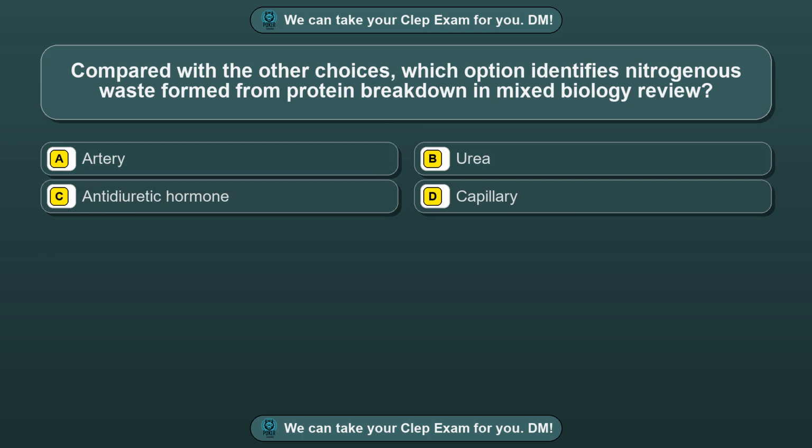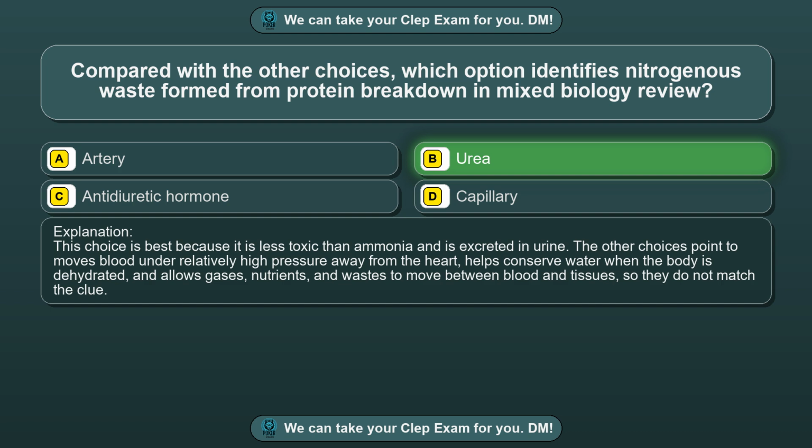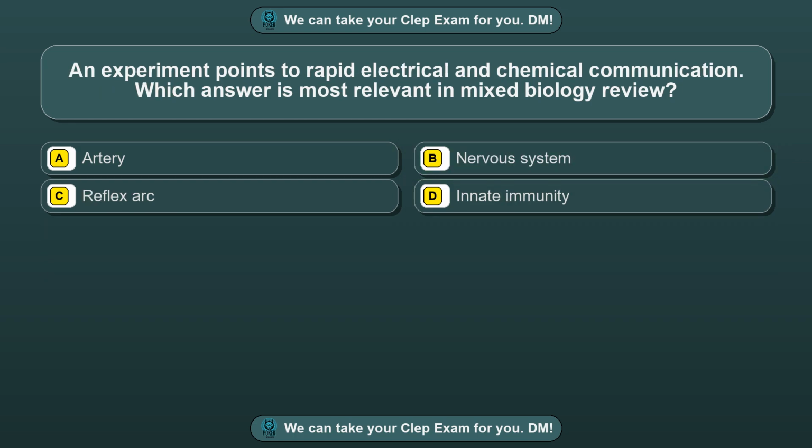Question 99. Compared with the other choices, which option identifies nitrogenous waste formed from protein breakdown in mixed biology review? Option A, artery. Option B, urea. Option C, antidiuretic hormone. Option D, capillary. The correct answer is option B, urea. This choice is best because it is less toxic than ammonia and is excreted in urine. The other choices point to moves blood under relatively high pressure away from the heart, helps conserve water when the body is dehydrated, and allows gases, nutrients, and wastes to move between blood and tissues, so they do not match the clue.